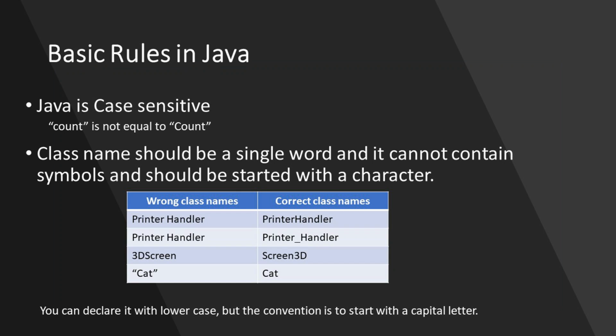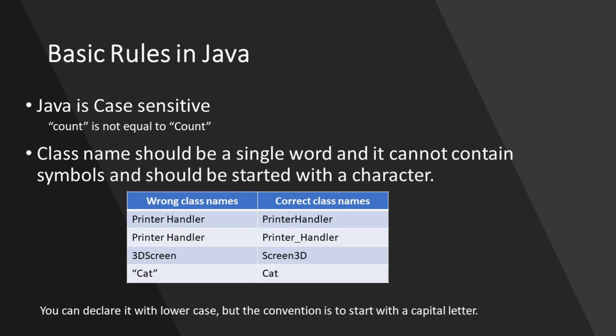Here are some basic rules of Java. You must clearly understand these concepts well. Java is case sensitive. Case sensitive defines whether the uppercase and lowercase letters are treated as distinct or equivalent. In this example, the word count with capital C and the word count with simple c are not equivalent.